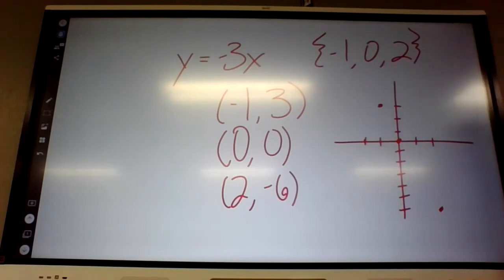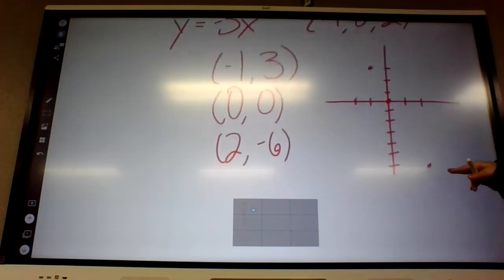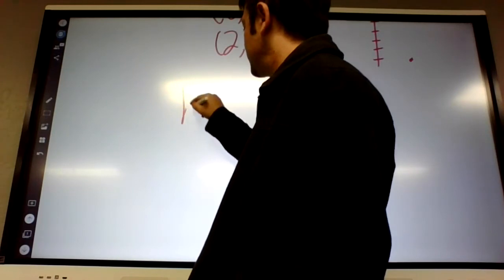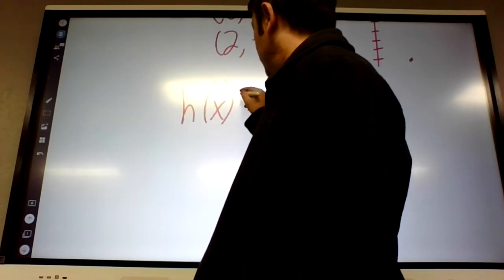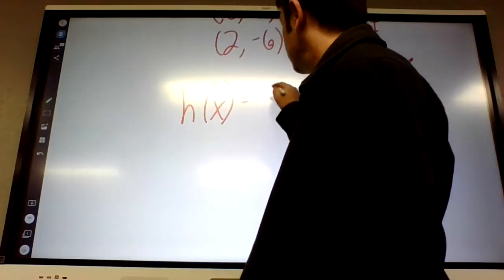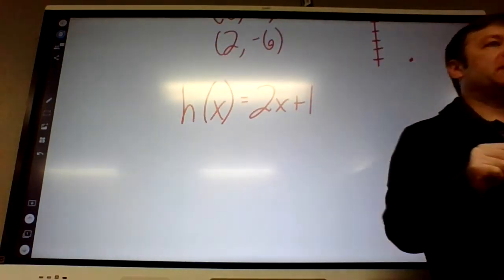However, on number 5, they don't give us a domain, which means x can be anything. The domain is unlimited. It says h of x on number 5. Oh, h of x? Just like f of x, it's just a different letter. Why can they not just put y? Because they wanted to.